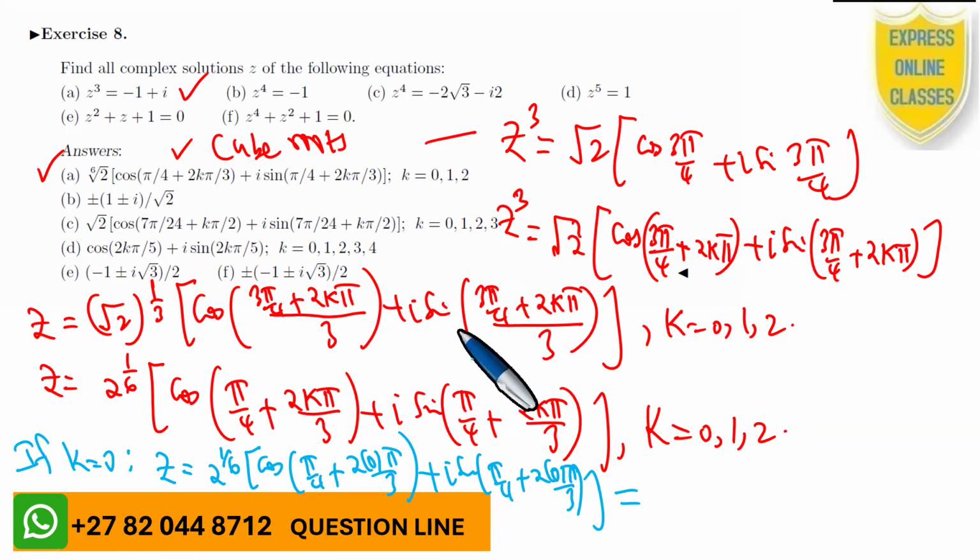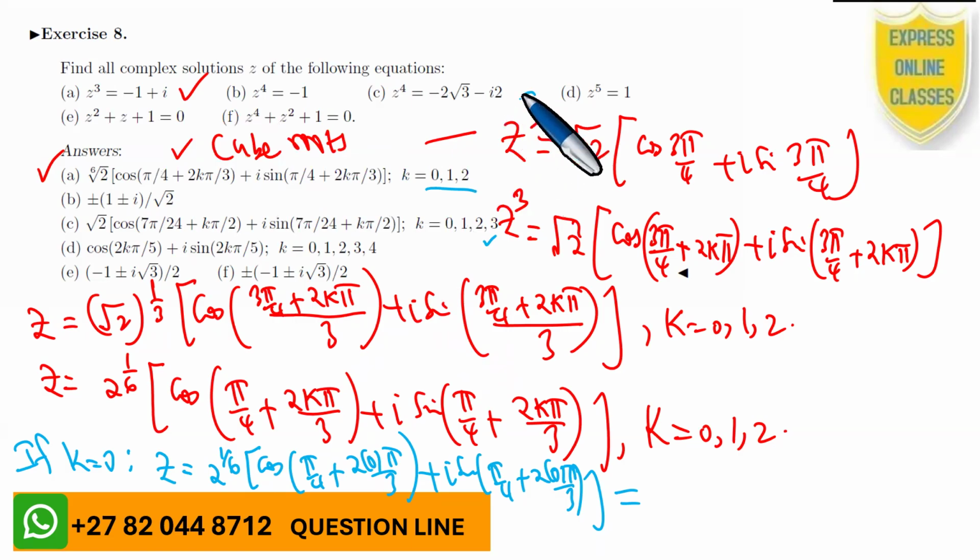So, how do you determine whether to write k equals 0, 1, 2, or 0, 1, 2, 3? You see, number C was answered with k equal to 0, 1, 2, 3, then number A has k equal to 0, 1, 2. How do we know which one to write? Yes, k equals 0, 1, 2, 3.